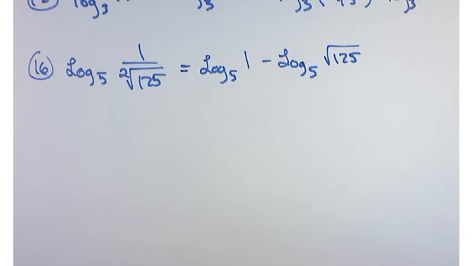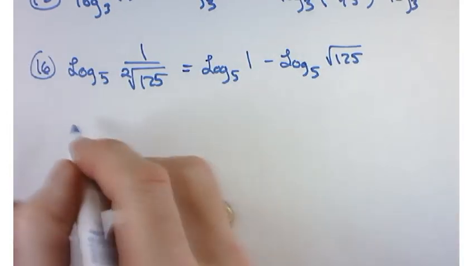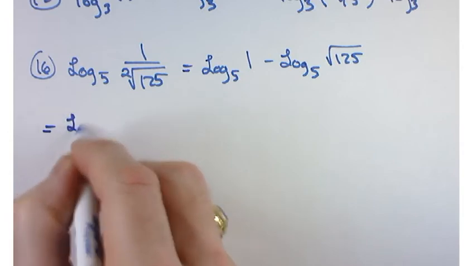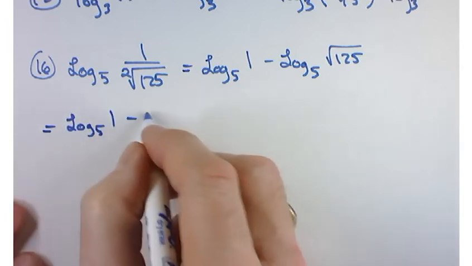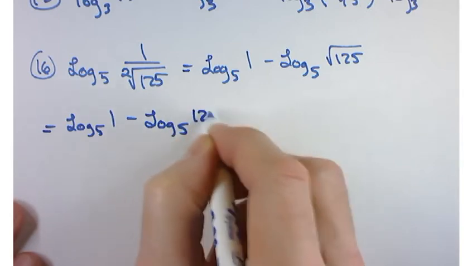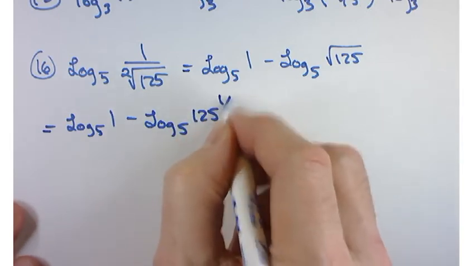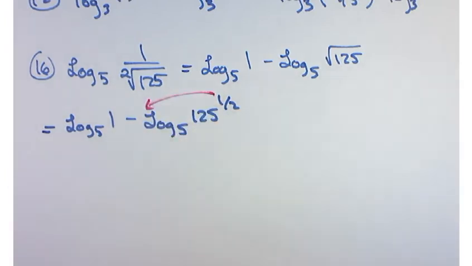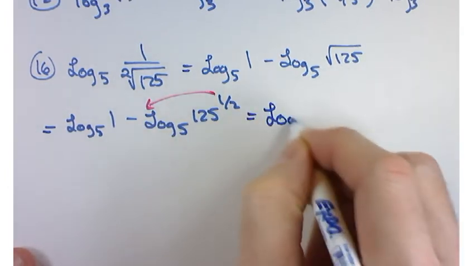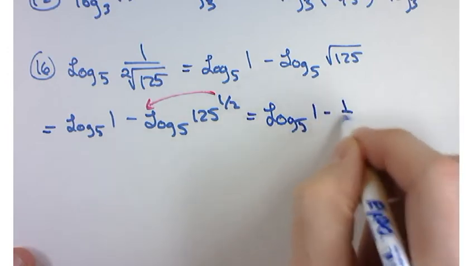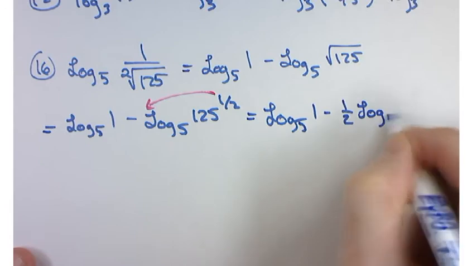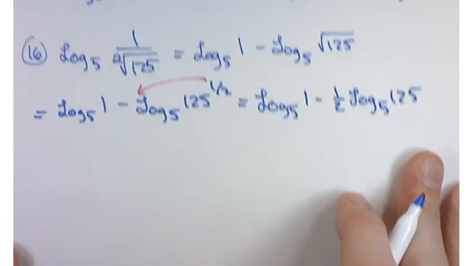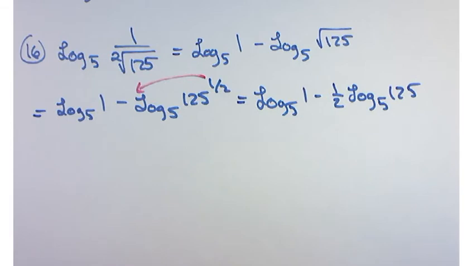Okay. Well, let's work with the square root a little bit. Log base 5 of 1 minus log base 5 of 125 to the what power? 1/2. Thank you. And that 1/2 comes out in front. And what's left should be something that maybe we can work with. So it's going to be log base 5 of 1 minus 1/2 log base 5 of 125. I think we got it to a point where we can really dig our teeth into this.